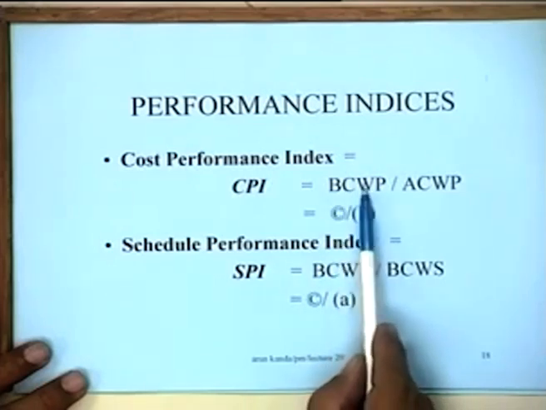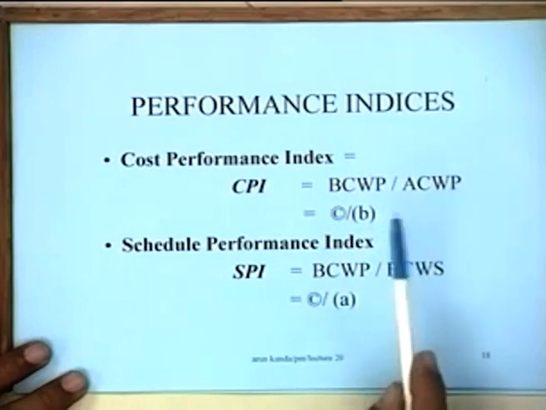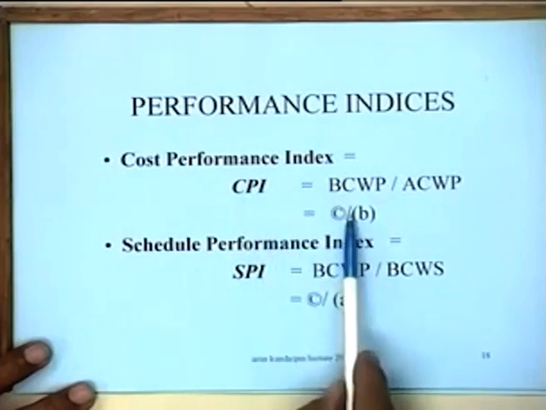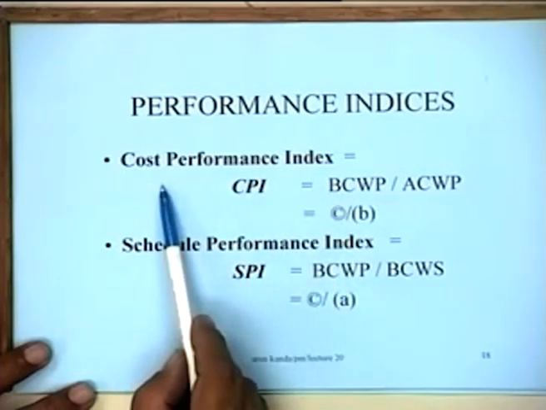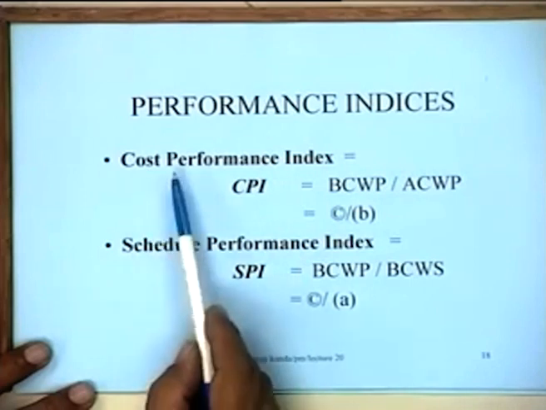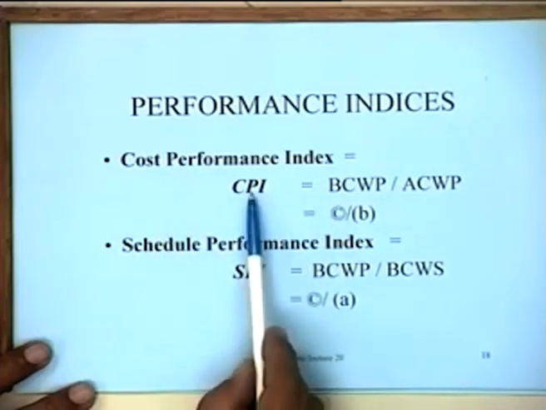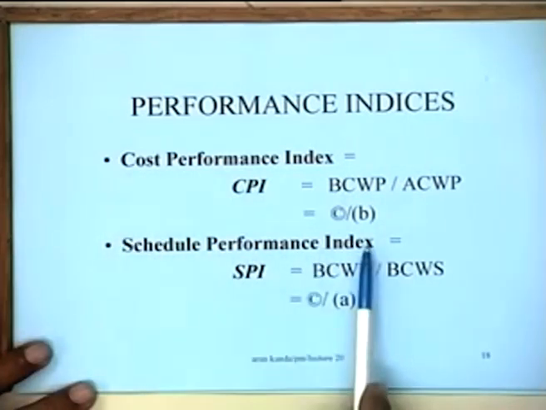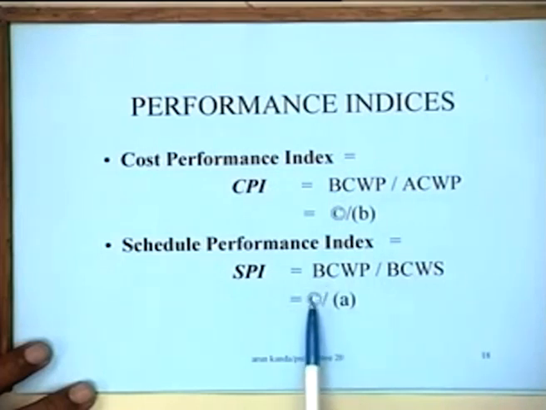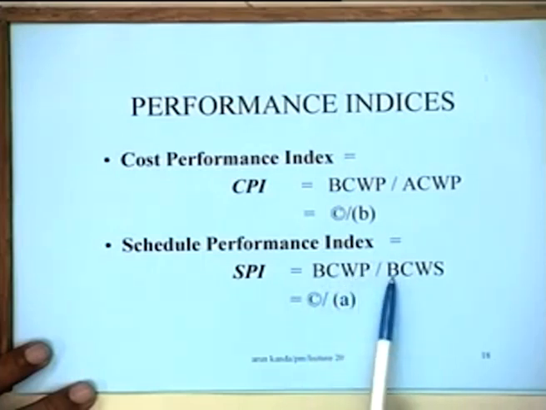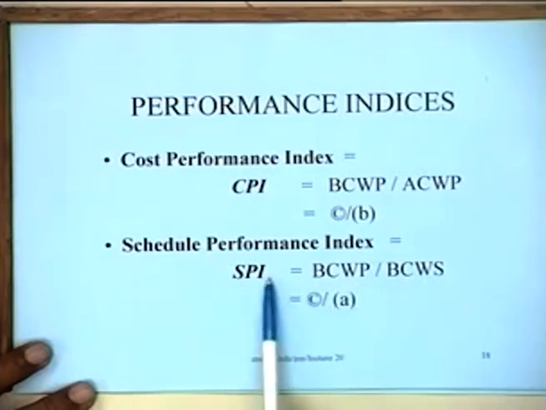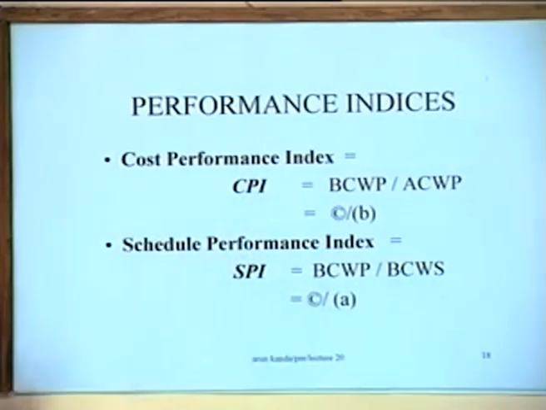So the budgeted cost of work performed divided by the actual cost of work performed, C by B, this ratio can be calculated. Obviously, if the project is performing fine, this will be 1. If the project is performing better than normal, it will be greater than 1. And if it is less than 1, it shows that the project is not performing well. Similarly, the schedule performance index measures the relative placement of curve C with regard to A: the budgeted cost of work performed divided by the budgeted cost of work scheduled, C by A, and in the same manner this can be computed.